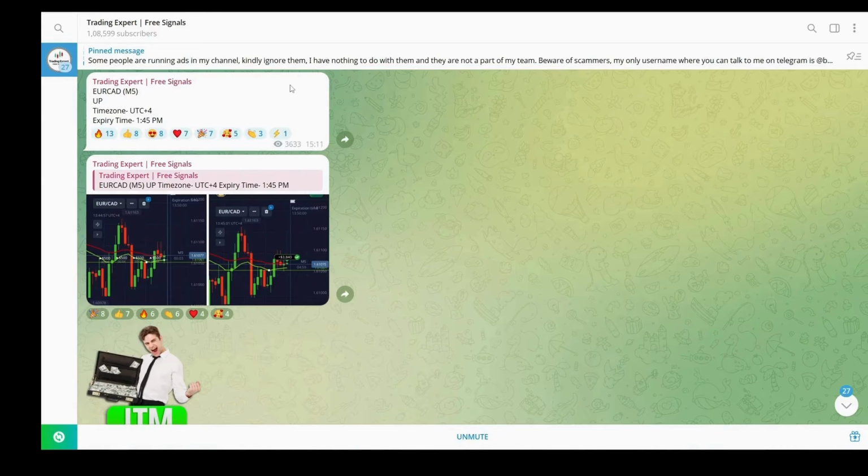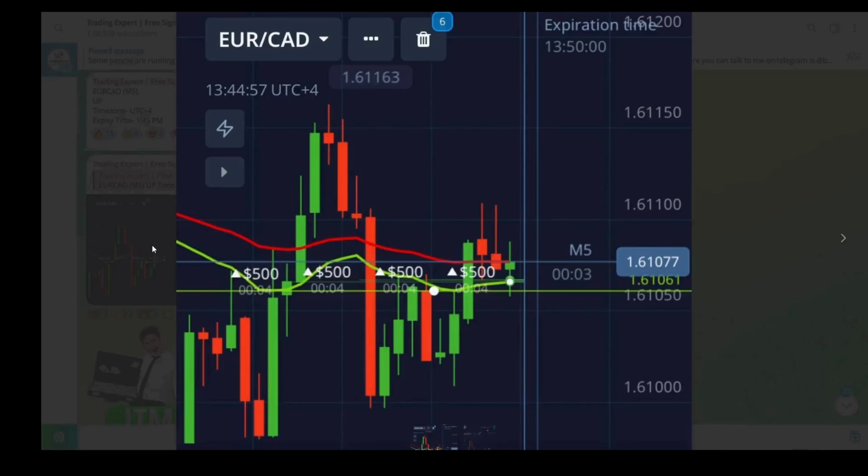Now let's move on to the first trade. We provided a trade on EUR/CAD for the upside move. The logic behind this trade was that a green candle broke above the moving average. After that, two red candles formed, showing weakness before continuation to the upside. Since the moving average was also supporting the price, we provided a buy signal and we won our first trade.